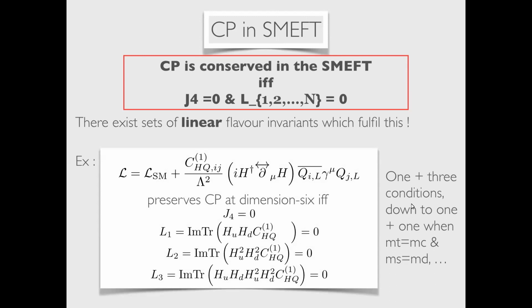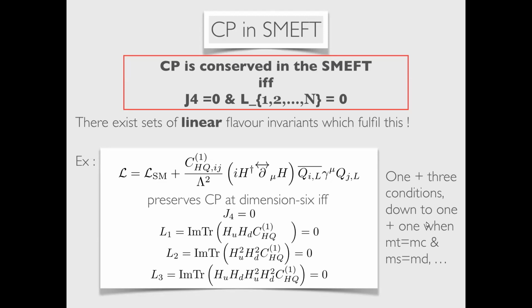And for instance, if you go to this point I mentioned before, where the top and the charm are degenerate and the strange and the down are also degenerate, then these conditions actually degenerate to 1 plus 1, because these 3 different invariants collapse to a single quantity. And that is good because in our counting, we find just 1 quantity for this operator that could contribute at dimension 6 to any kind of observable.